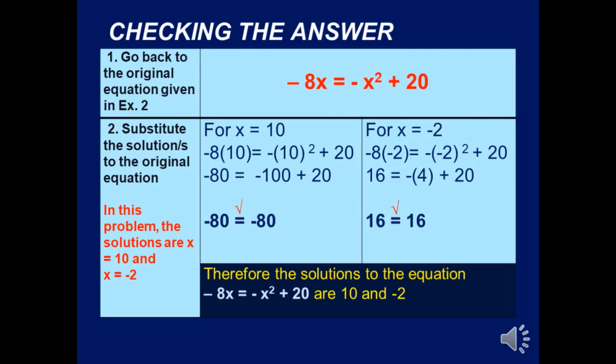So same thing, we need to substitute it by replacing x with the value which is negative 2. So negative 8 times negative 2, that is positive 16. So negative 2 squared, that is 4, but we have a negative sign outside, so that becomes negative 4 now. Plus 20, so negative 4 plus 20 is positive 16. So as you can see, the equating values are the same, 16 equals 16. So the solution, negative 2, is correct.